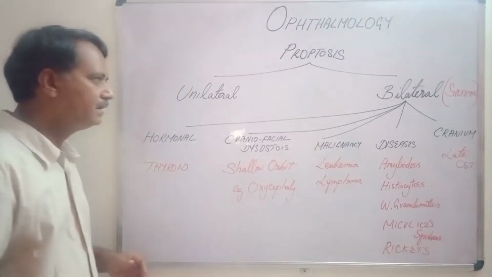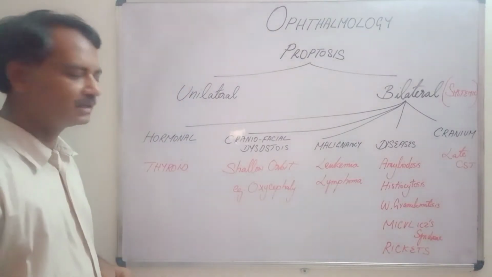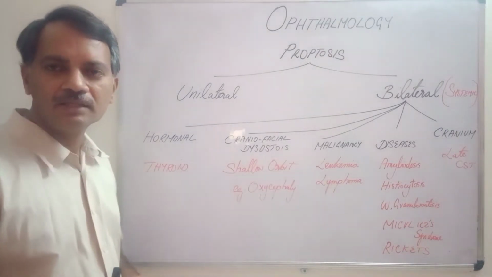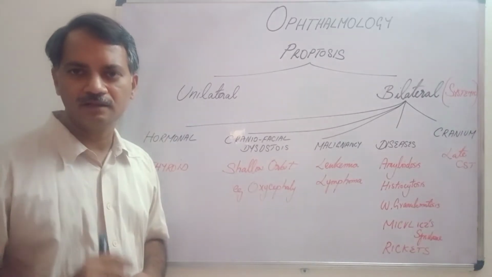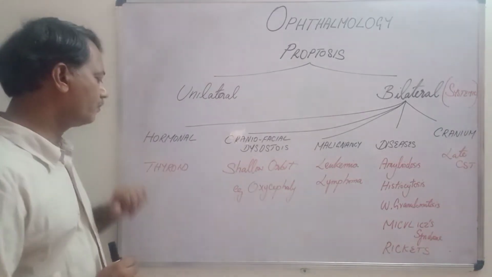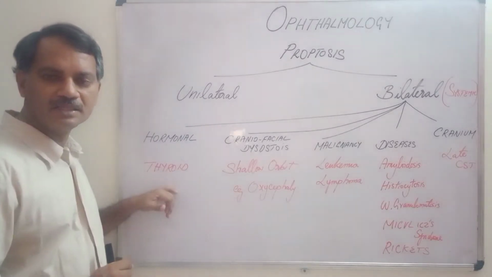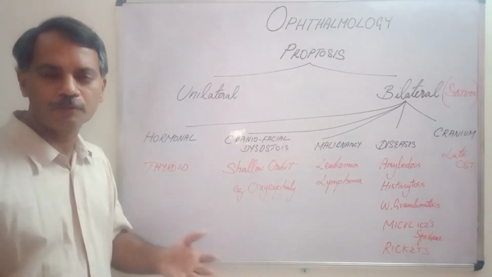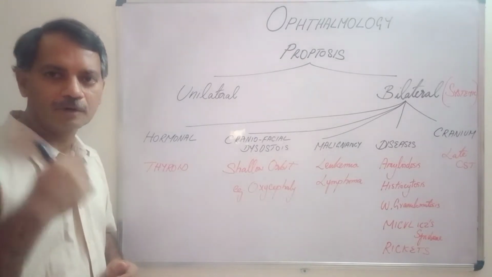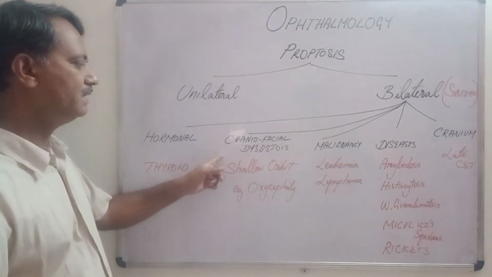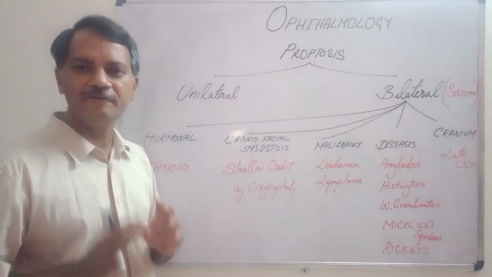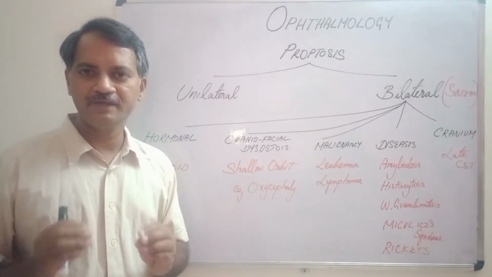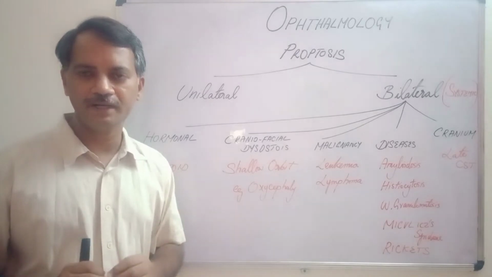So, coming to the differential diagnosis of bilateral proptosis, the first and foremost diagnosis that should come to our mind is a hormonal problem, that is thyroid disease associated with proptosis. It may be a thyrotoxic proptosis or a thyrotropic proptosis. The next thing is a congenital defect in the development of the person.